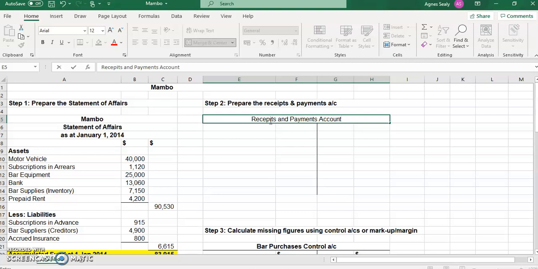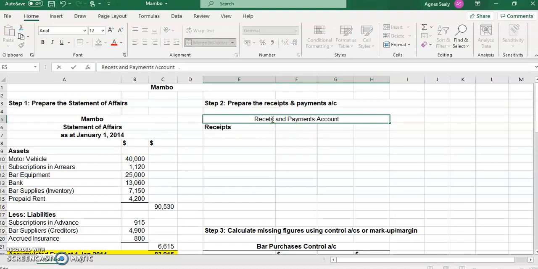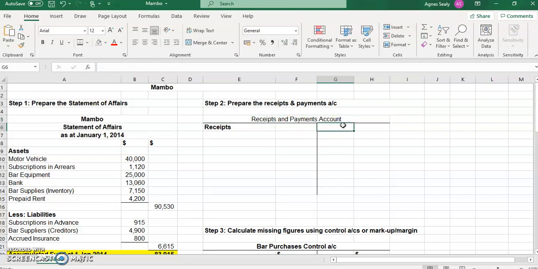If you want to say for the year ended 31st of December 2014, but I'm not going to go into that. I'm just going to say receipts and payment, and you will recognize that on the left side will be your receipts, and on the right side will be your payment. So over this side here, you will have your payments. Okay, so just want to see where our receipts are, where our payments are.